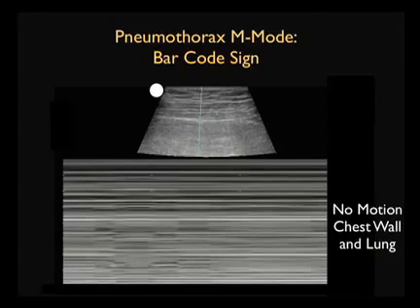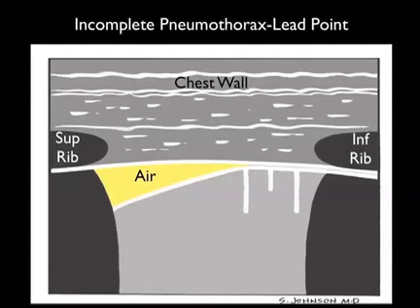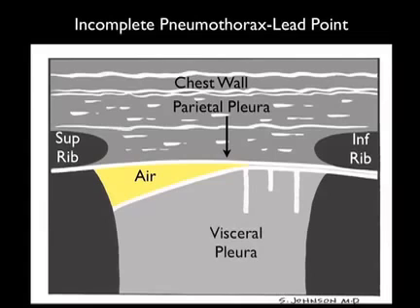Here's a pictorial showing an interesting finding, the signature of an incomplete pneumothorax known as lead point. And what we see is an incomplete pneumothorax with air collecting to the superior aspect of the image to the left, thus splitting the parietal from the visceral layers and causing an absence of lung sliding superiorly. However, as the lung is coming up against the chest wall to the right or inferiorly, that's where we'll see the presence of horizontal lung sliding and the presence of the vertical comet tails.